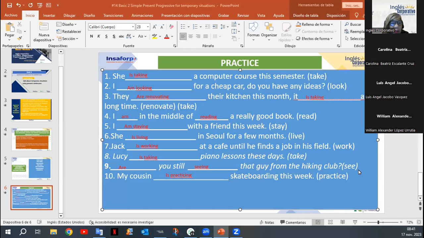A really, really good book. Okay, gracias. I am studying with a friend this week. A friend. Okay, sorry, Caroline. It's no friend, it's friend. Okay, gracias.